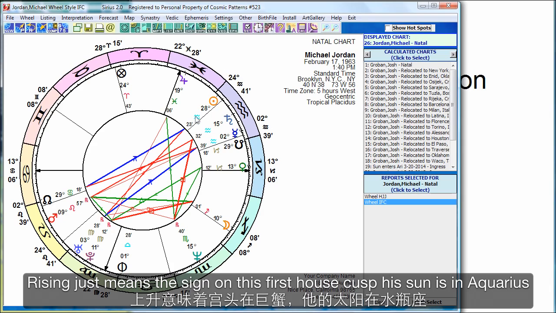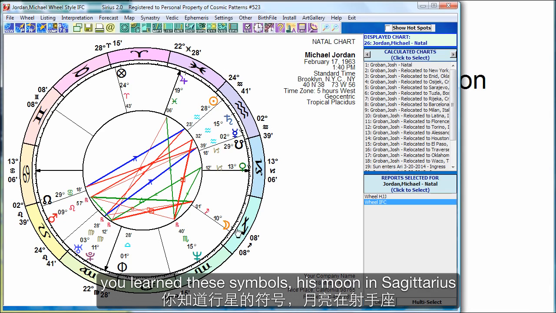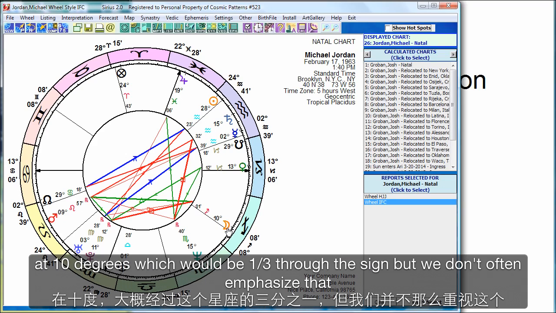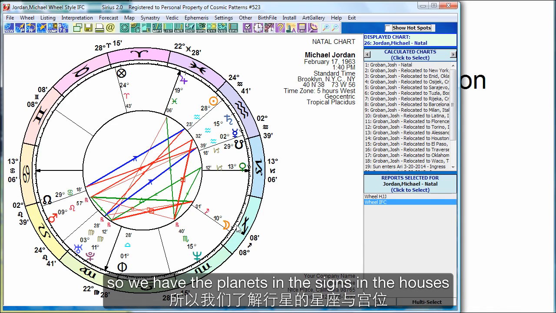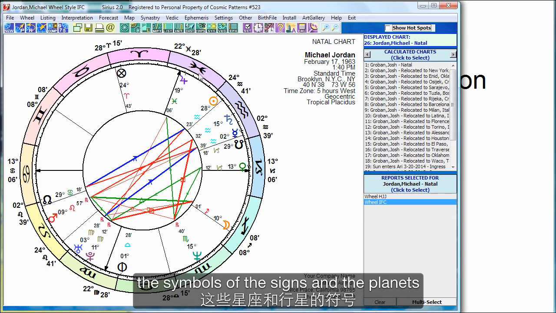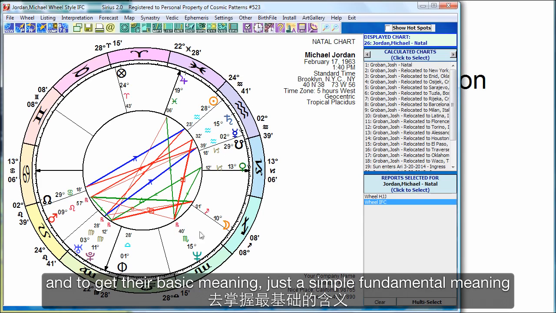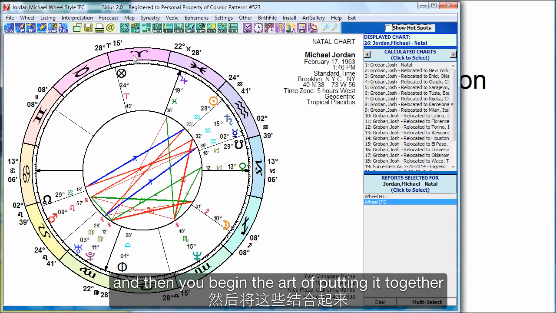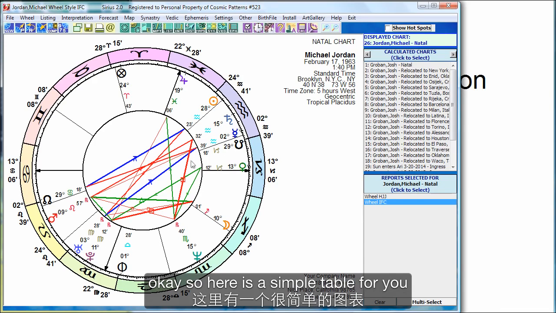His sun is in Aquarius. Right? You learn these symbols. His moon is in Sagittarius. It happens to be 10 degrees, which would be 1/3 through the sign, but we don't often emphasize that. So we have the planets in the signs and the houses. So you want a little table to refer to, to memorize the glyphs, the symbols of the signs and the planets, and to get their basic meaning, just a simple, fundamental meaning, and then you begin the art of putting it together. Okay, so here's a simple table for you.